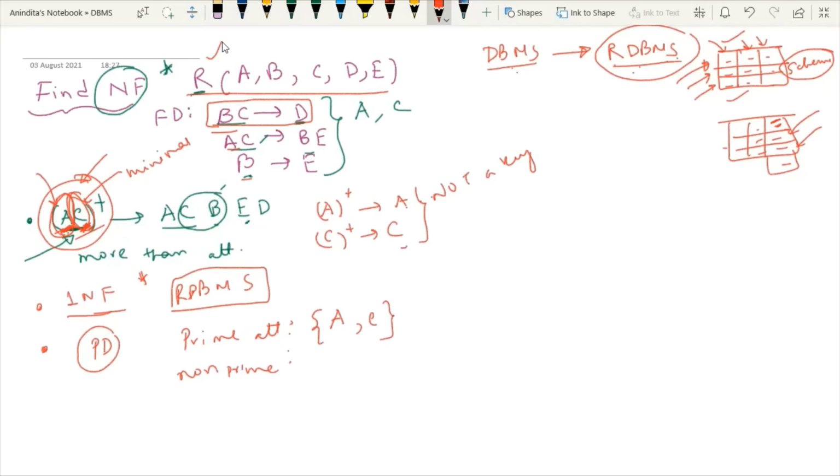And which ones are your non-prime attributes? A and C are included as prime attributes. So the rest of the attributes are considered as non-prime attributes. So B, D and E.